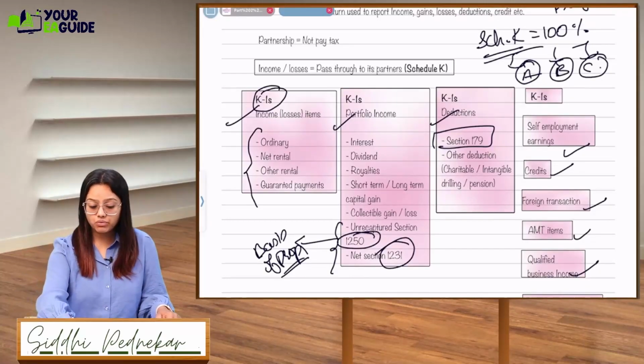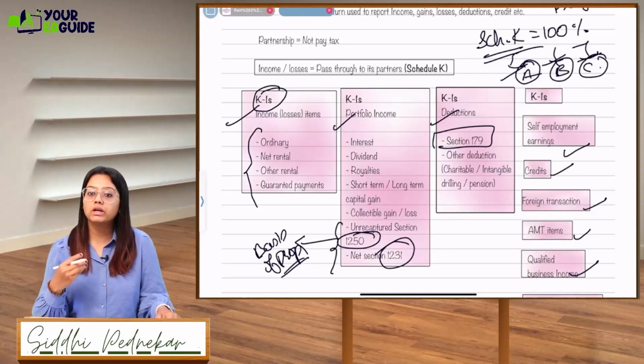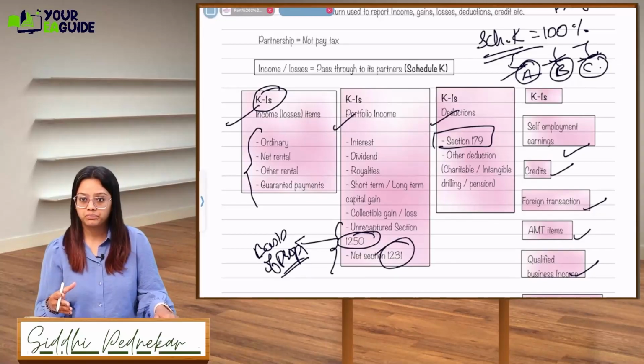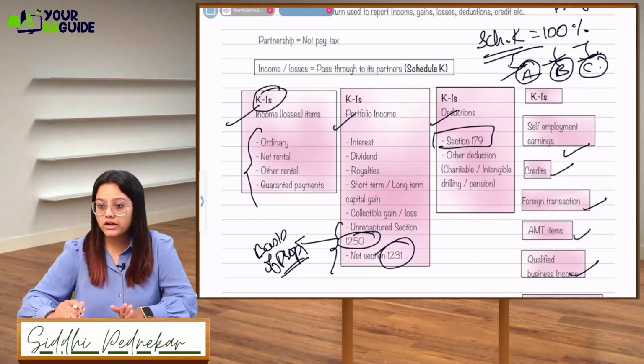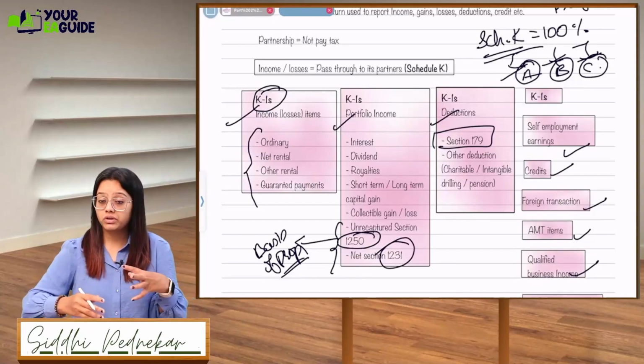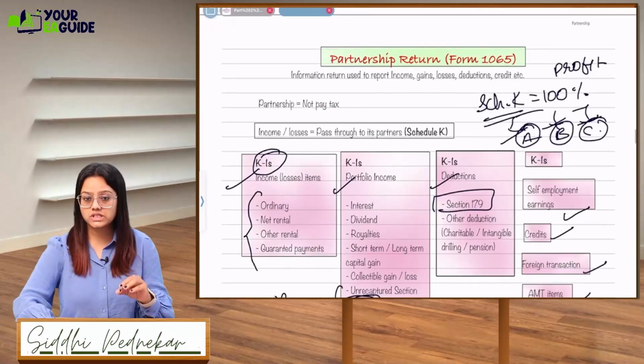Because each individual person will have their own limit on their 1040 return. So that we have already understood in the regular class, and I'm not going to repeat that again. This is just a revision batch.